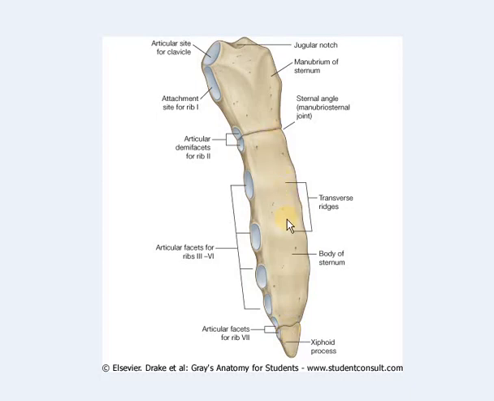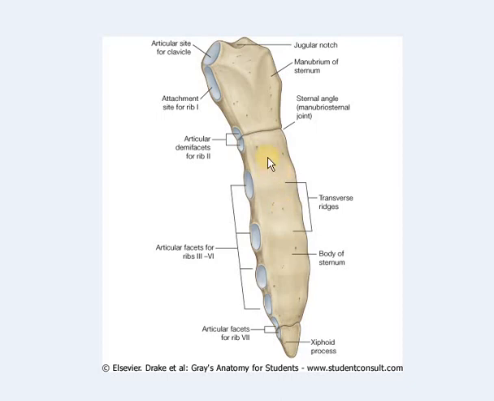The anterior surface is roughly flat, nearly flat, and it is characterized by the presence of three transverse ridges. You can see that this one is a transverse ridge, this one is a transverse ridge, and this one is the third transverse ridge. So it has three transverse ridges, which indicate the fusion of the four small segments which are called the sternebrae.